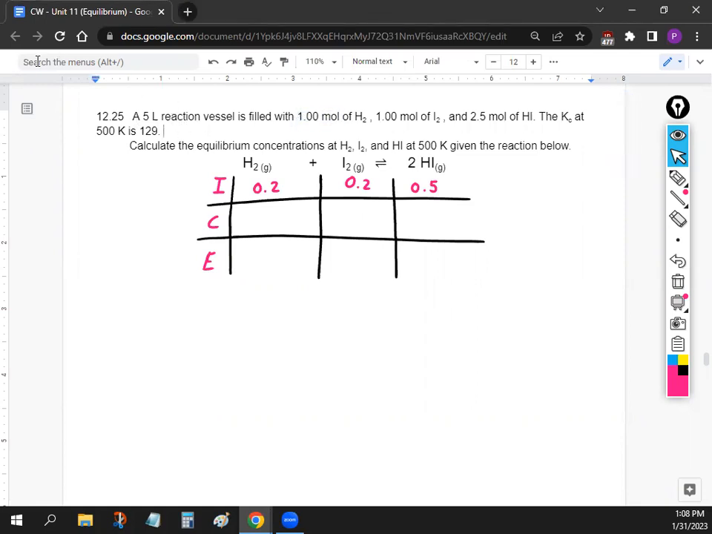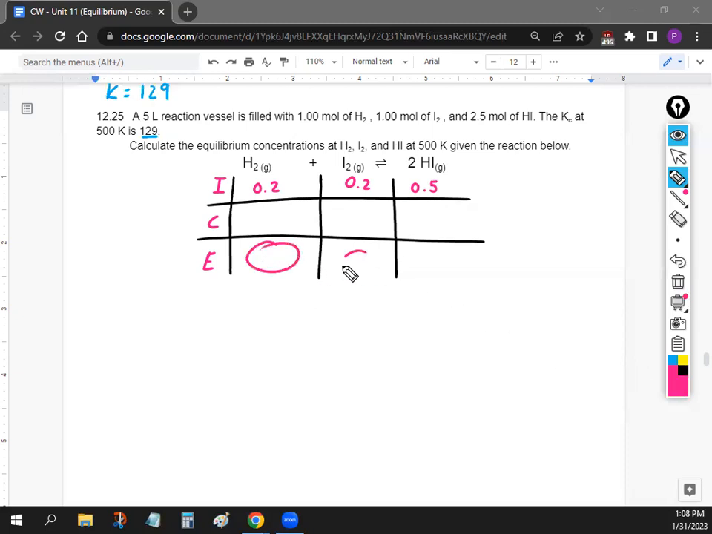Okay. All right, now it tells us the K value. So I'm going to write it up here on the top just so we have it as a reference. The K value is 129. And it's written right here. Now if we take a look at the problem, it's asking us to find the equilibrium concentrations of all the involved compounds. So basically, we just want to figure out what numbers should go in these boxes, right?